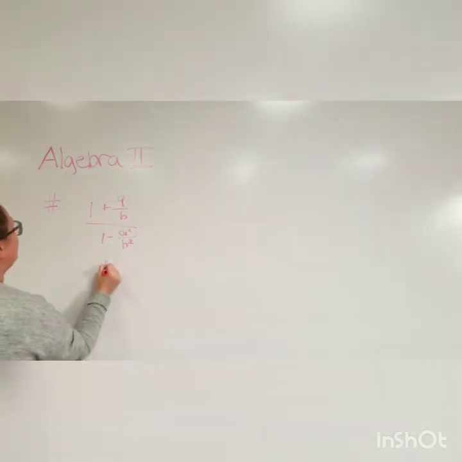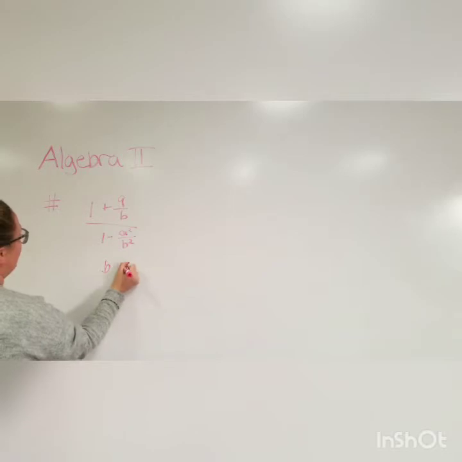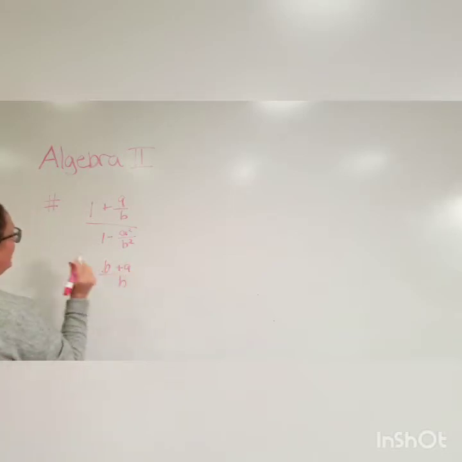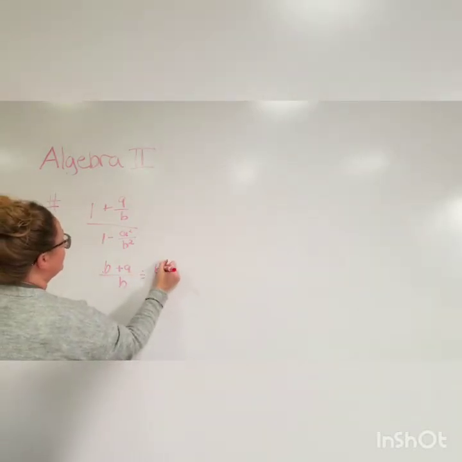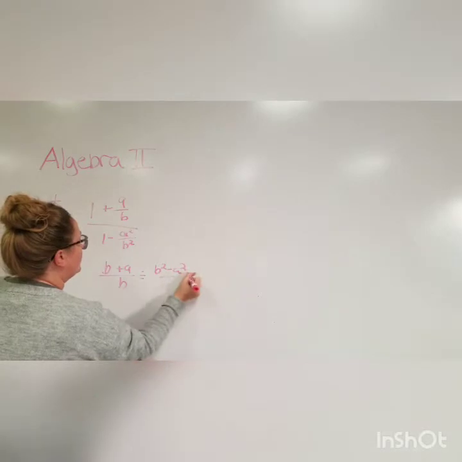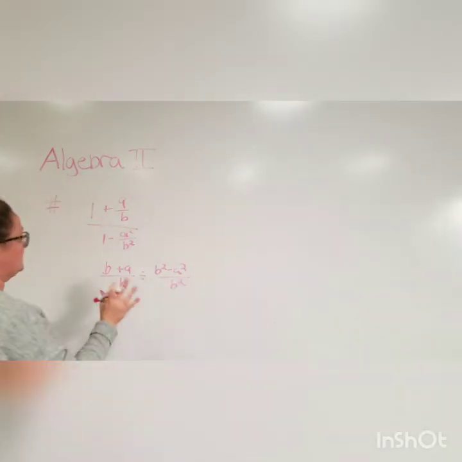So it ends up B times 1 is B plus A over B. And on bottom, B squared is our denominator. So this is going to be divided by B squared times 1 is B squared minus A squared over B squared. Now we've taken care of our addition and subtraction problems.